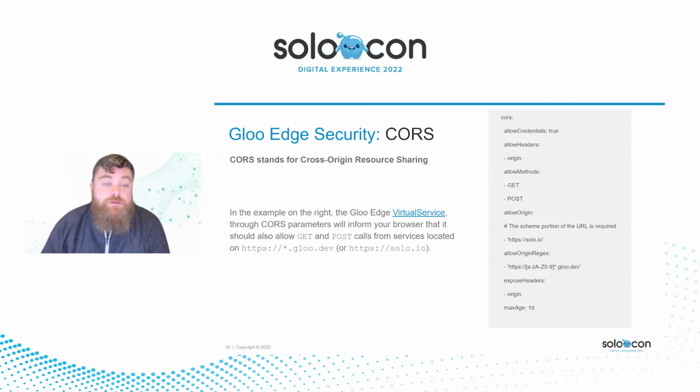As you can see in this example, we have a virtual service that through CORS parameters will inform your browser that it should allow GET and POST calls from services located on https://*.gloo.dev or a static URL, https://solo.io.